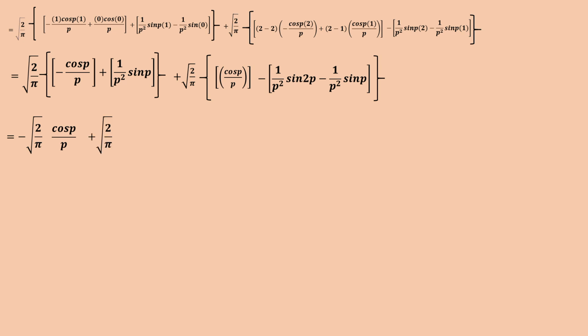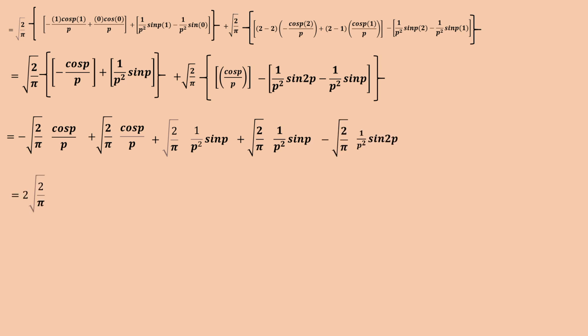Then the second bracket, right? So we have root 2 divided by pi, first term cos p by p, and we write that one. Then plus root 2 divided by pi, 1 by p square sin p, in the first bracket's second term. Now we go to the second bracket, root 2 divided by pi. In that we have 1 by p square sin p, because in the second bracket the third term is minus, and outside there is one minus, so minus into minus is plus, giving 1 by p square sin p, root 2 divided by pi. Then the remaining term is minus root 2 divided by pi, 1 by p square sin 2p.